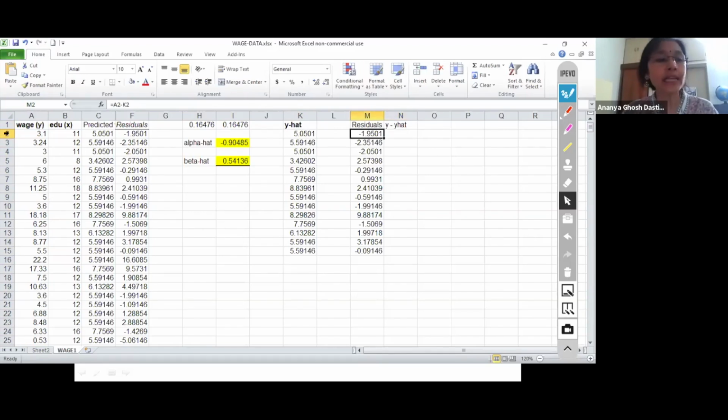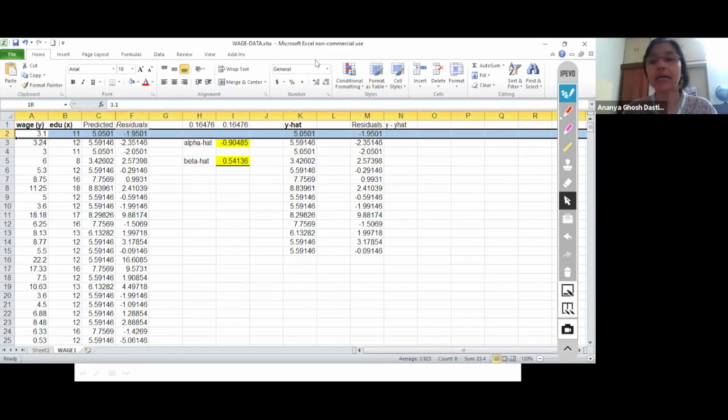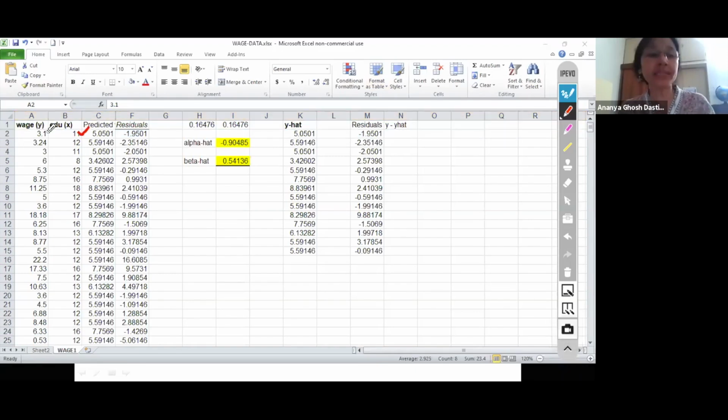To see that clearly, let's look at the first observation again. In the first observation, I have someone who has 11 years of education. Actually, this person is earning $3.1. That's the data. But my model is predicting that he should be earning more. So Y minus Y hat is negative. I get a negative residual.